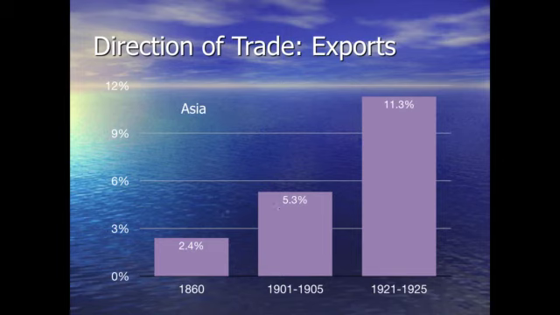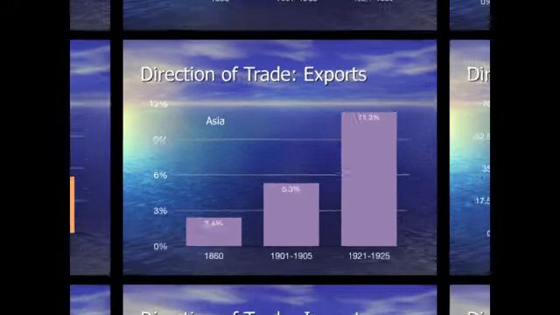We look at Asia, we can see a dramatic increase in the importance of our trade with Asia, in particular with imports. But in 1860, roughly 2% of our exports went to Asia. This rose to 11% in the post-World War I period. So we see that Europe is becoming less and less important. Canada and Asia are becoming more and more important as a component of our export trade.